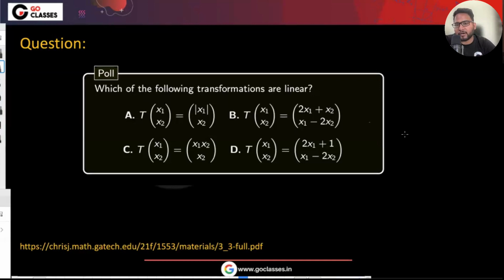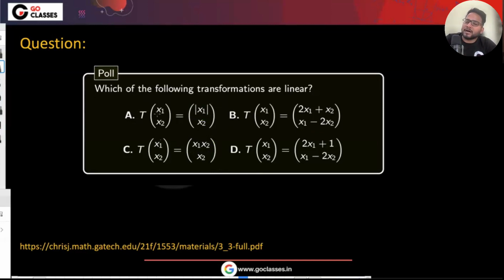So just try to see which one is linear. Intuitively you might understand this in multiplication. These things are never linear. I will tell you one very nice and short trick. But for now, you can just see that intuitively this multiplication is not linear. This mod function is also not linear.